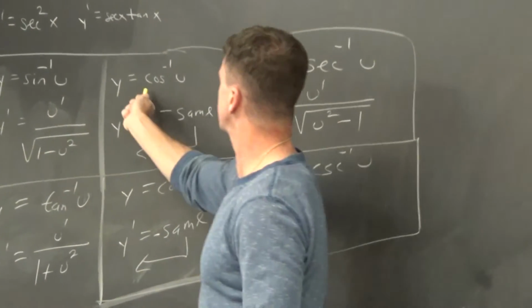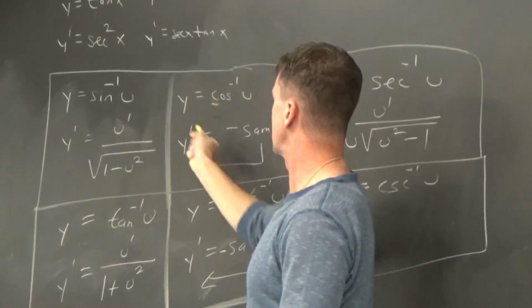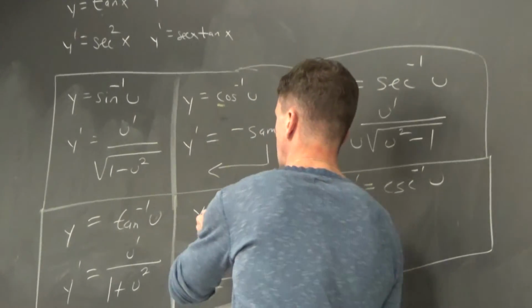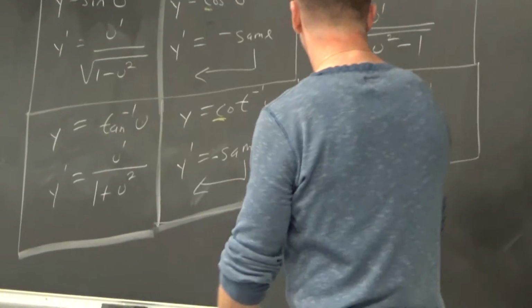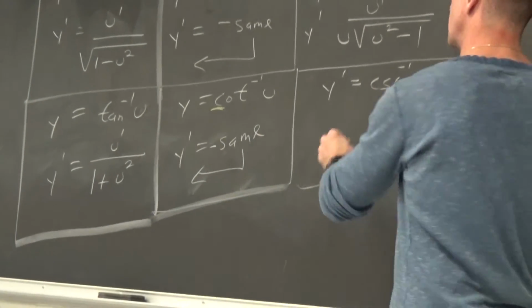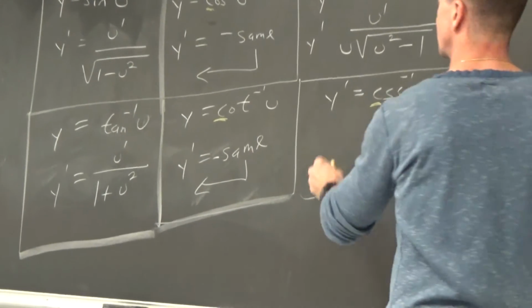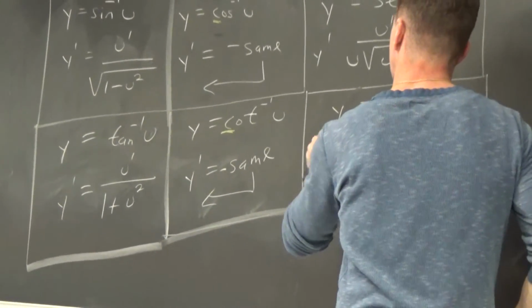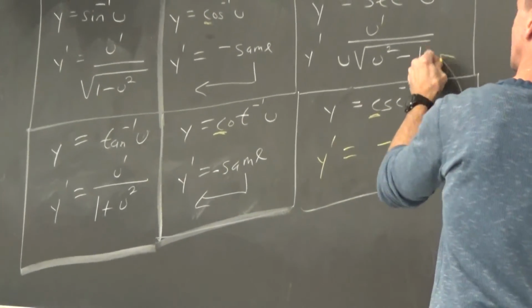When that started with a C, it was negative that. This started with a C, it was negative that. This inverse trig function starts with a C, negative. Which one is it? Sine. Negative of that.